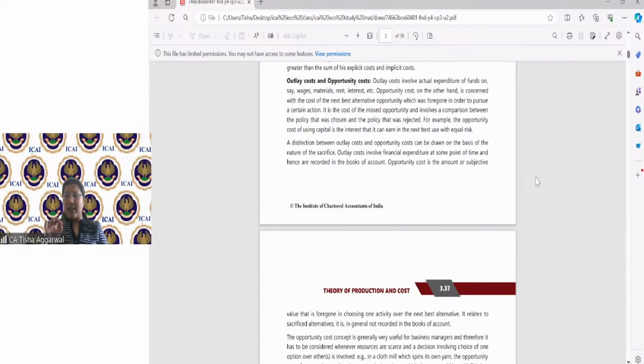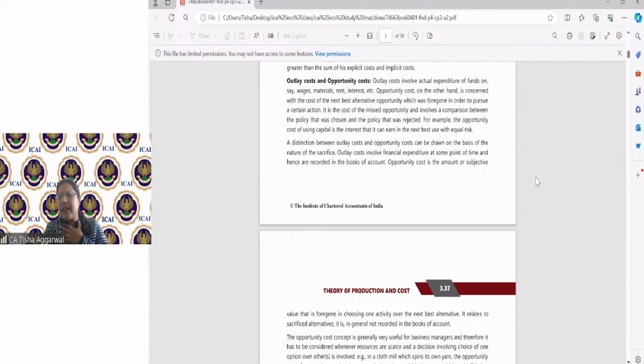Please understand. You would say, ma'am, it is not paid out of my pocket. No, but this is something that you are losing. How can you not account for it? So whenever a cost analysis is made, you always take into consideration the opportunity cost to decide whether that particular activity has to be done or should not be done.